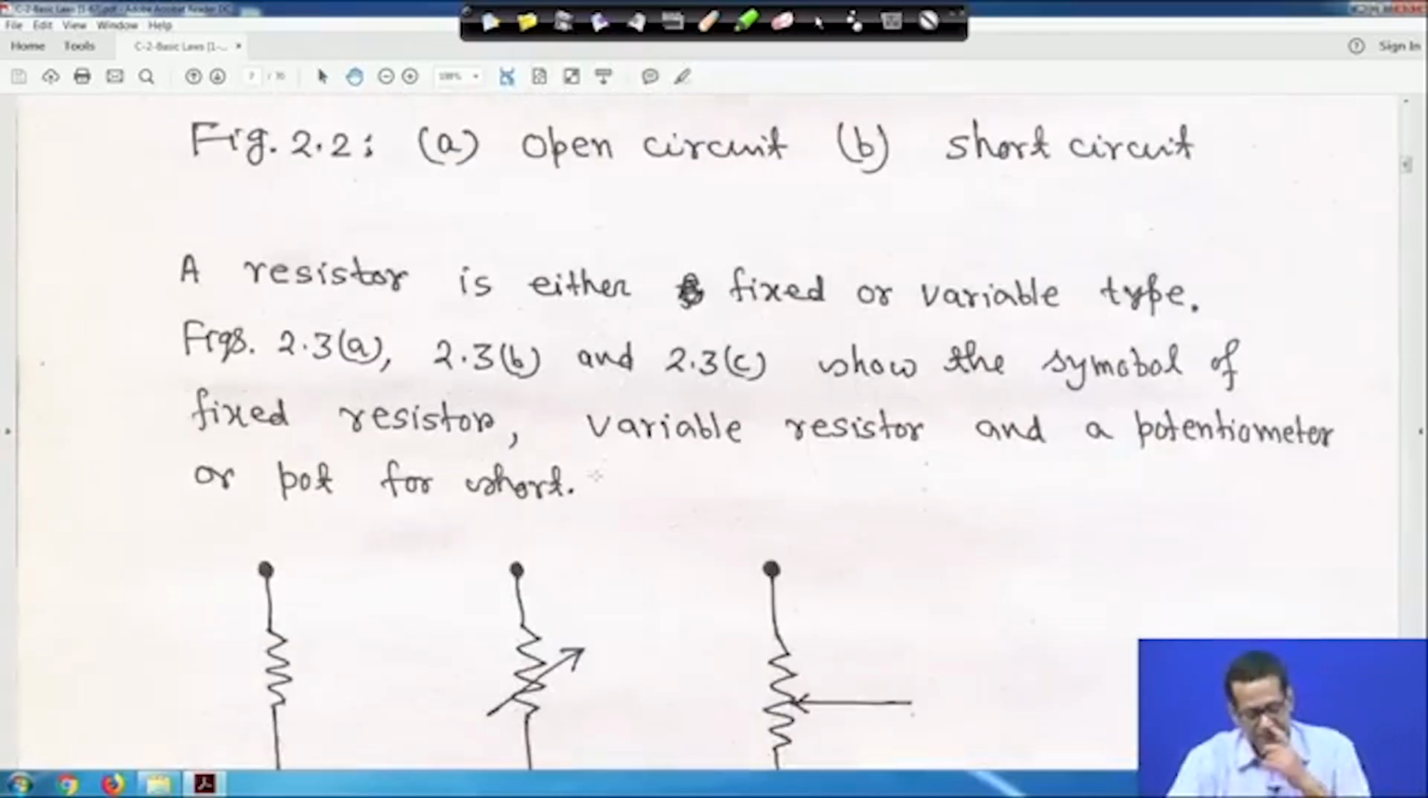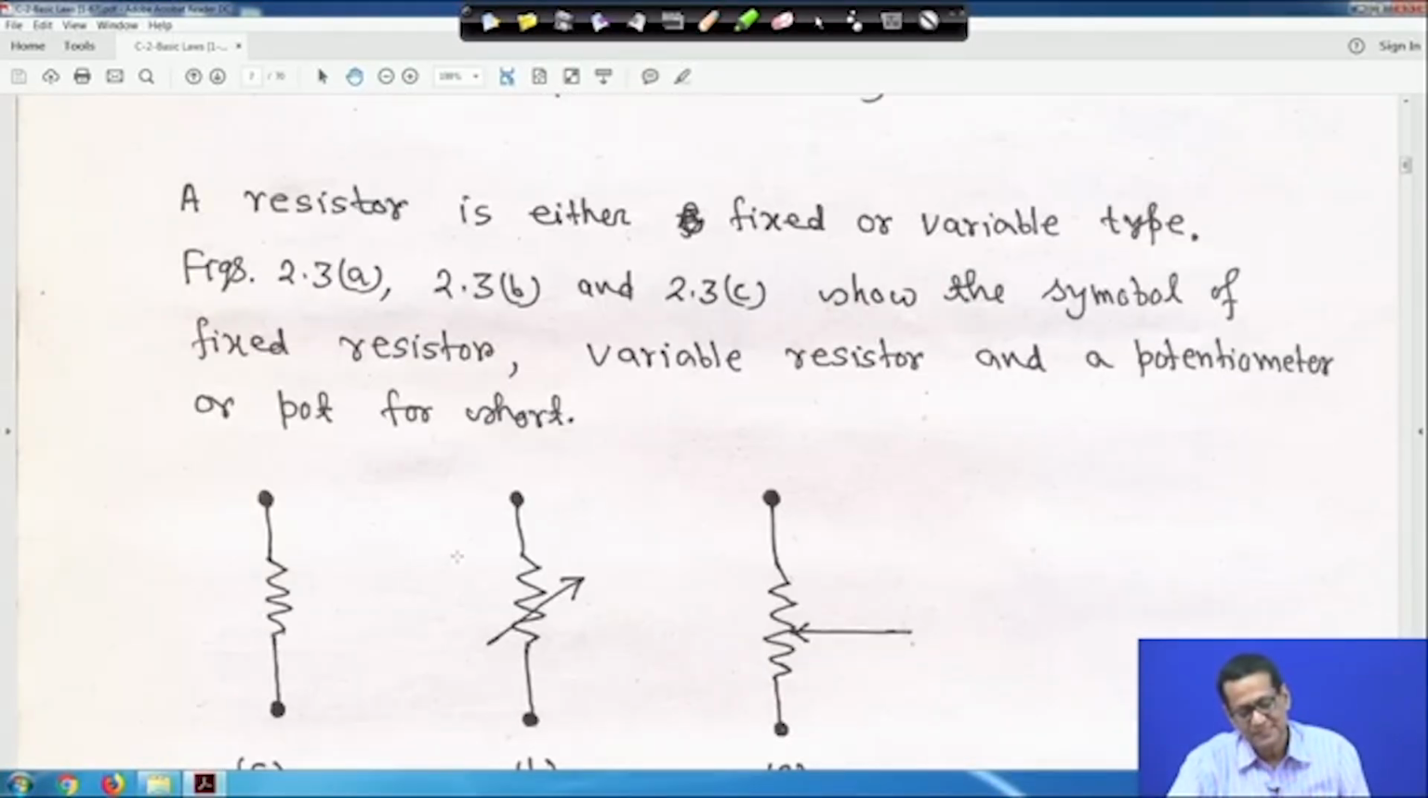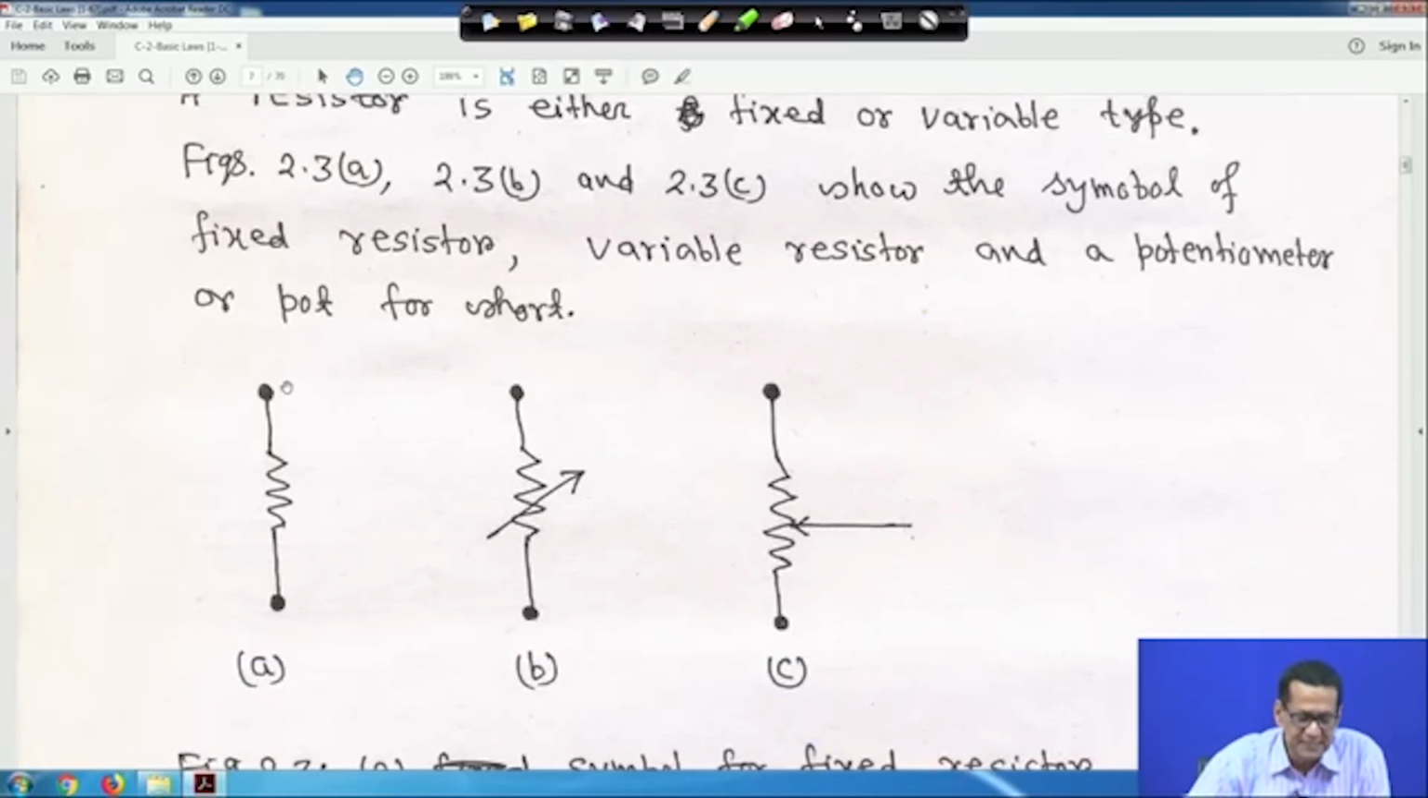Now, regarding the resistor, you have to understand each and everything, and the symbols also. A resistor may be either a fixed resistor or a variable type, right. There are three different symbols shown. This is the fixed type; there are two terminals. So, this is a fixed resistance R, say. Now, in this case, this is a variable resistance, when you are cutting an arrow through it, right. So, this is actually a variable resistance.